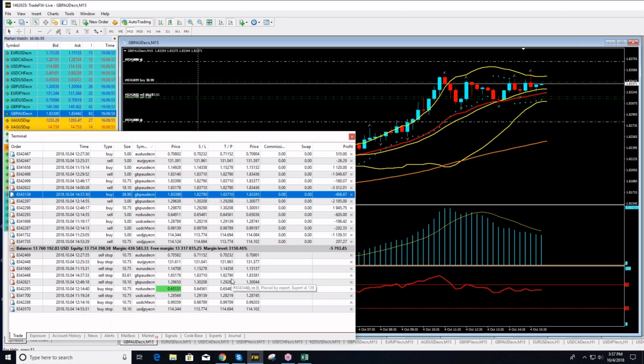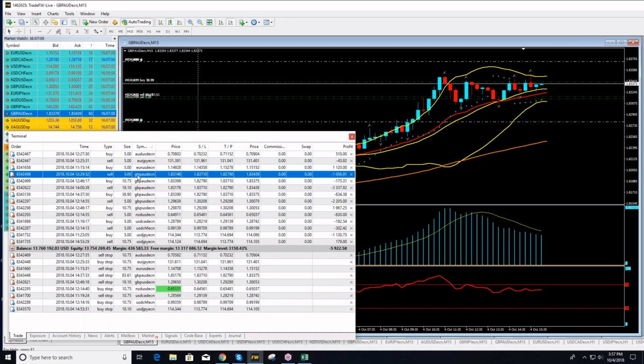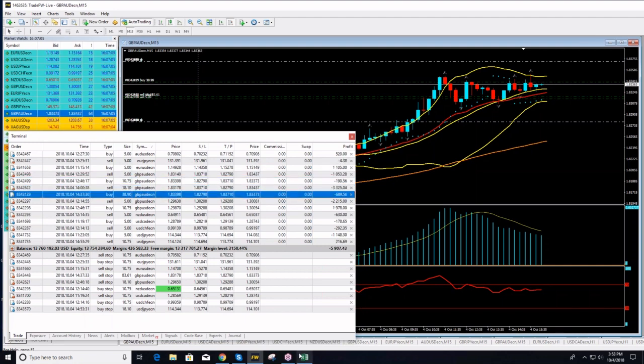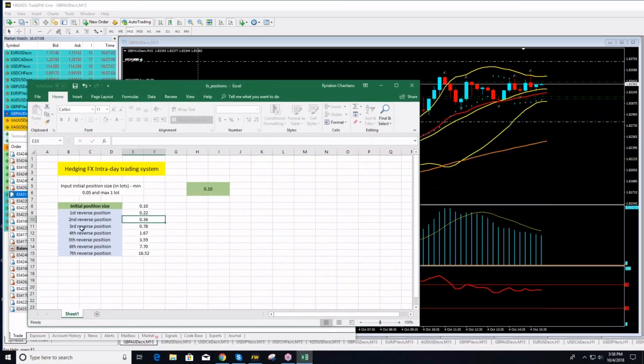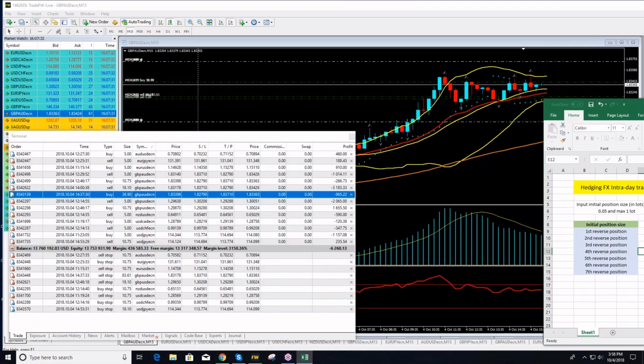As simple as that. So, regarding position size, for example, on pound Aussie, we had one initial position, then the first, second, and third reversal trades. So for pound Aussie, if you have opened 0.10 lots, now you should have an open position of 0.78 lots and a pending order of 1.67 lots. If you have opened 0.08, then the last trade running should be 0.62, and then the position size of the next pending order.